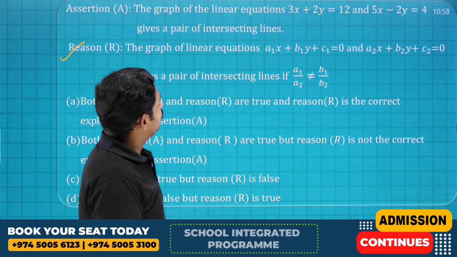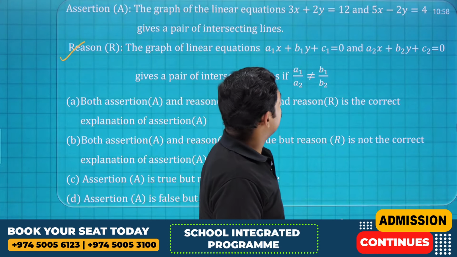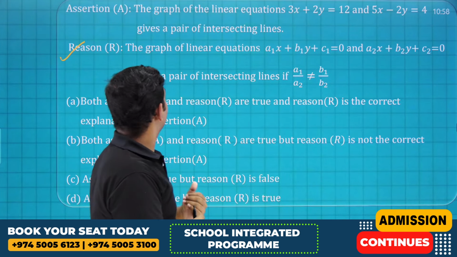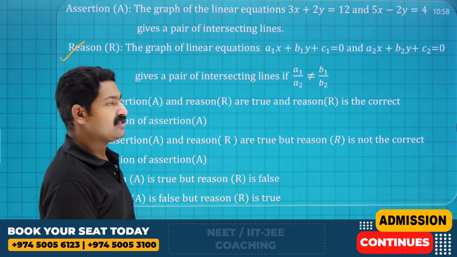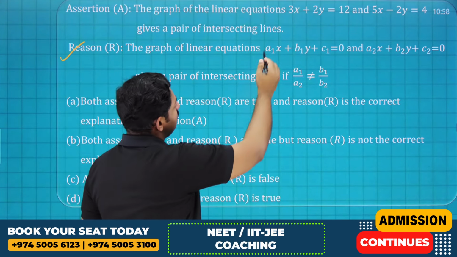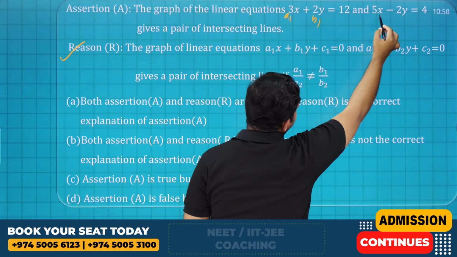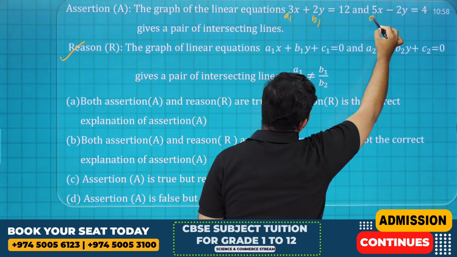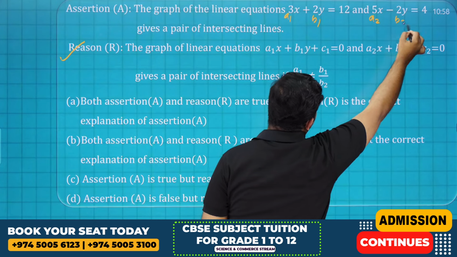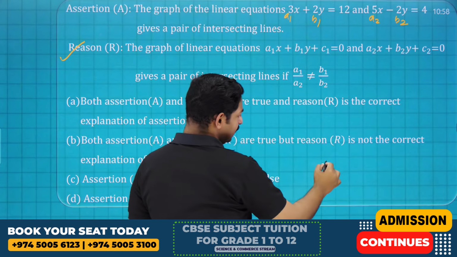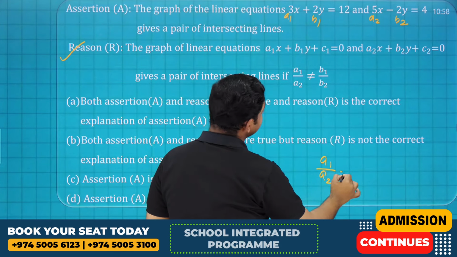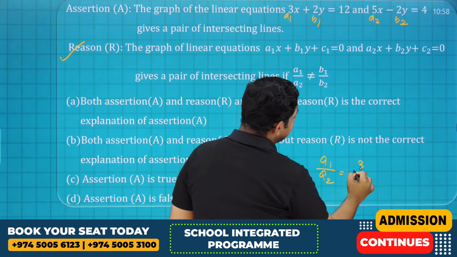The graph of the linear equations 3x plus 2y equal to 12 and 5x minus 2y equal to 4 gives a pair of intersecting lines. So that we need to check. So here 3 is a1, this is b1, and here 5 is a2 and minus 2 is b2, right? So what will be the ratio a1 by a2? a1 by a2 is equal to 3 by 5.